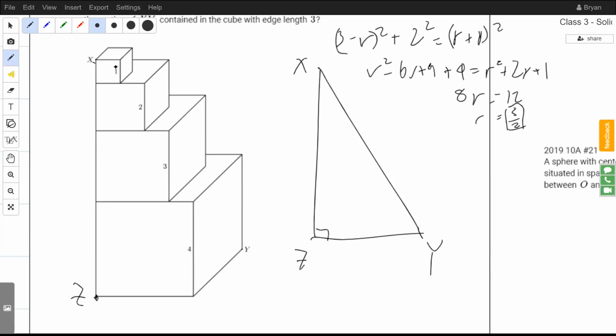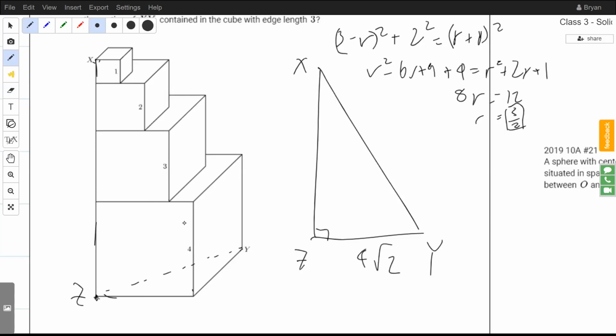And I just wanted to mention that this is not like a triangle that's on its face. That's not what this thing is. This space zy is actually going to be the diagonal of the bottom face of the side of the cube times 4, which is going to be 4 square root 2.